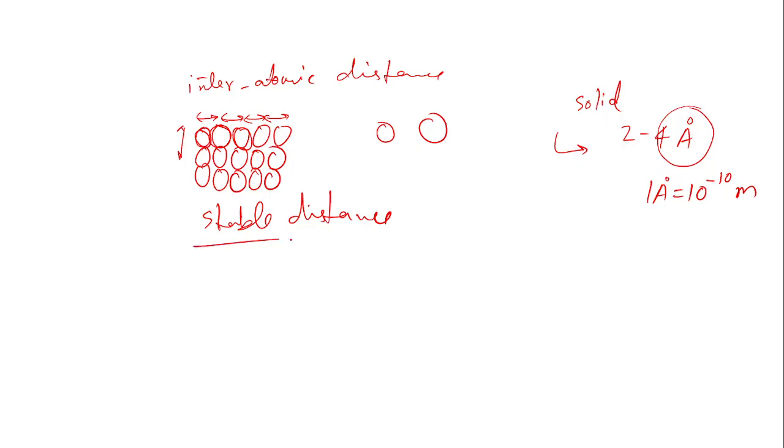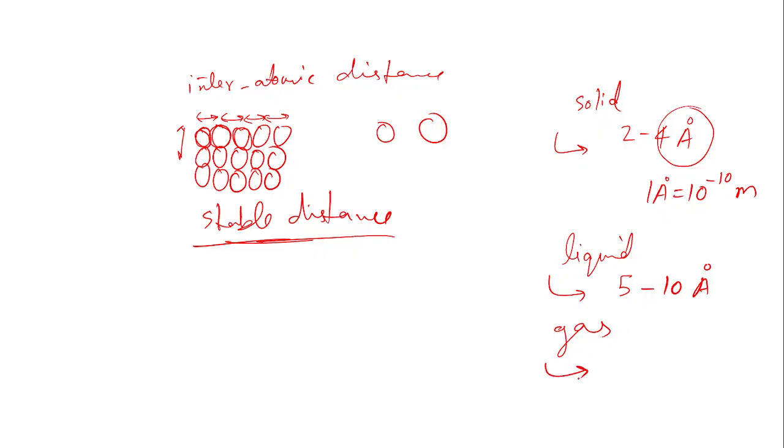So we were discussing why they are comfortable at this distance, why they are stable at this particular value of distance. I can also tell the other values, like for liquids. Usually for liquids the interatomic distance is 5 to 10 angstrom roughly. It's not anything certain. I'm just telling you the range.